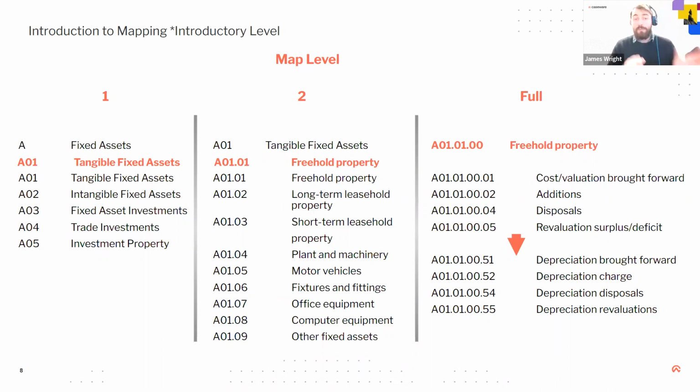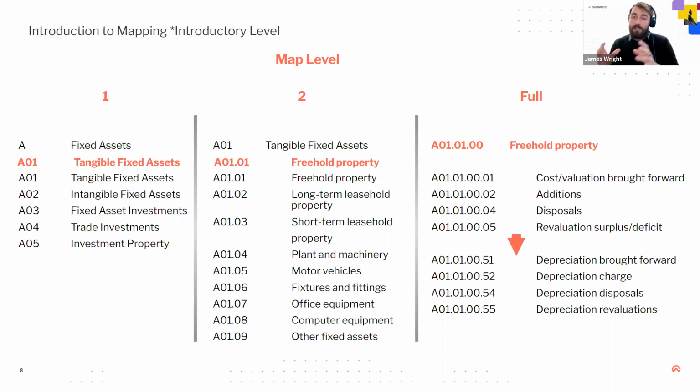Moving along, we've got the map level 2 here. So in this case, we're just breaking it down, what we refer to as drilling down in more detail. So AO101 in this case is freehold property, AO102 is long-term leasehold property, and then AO103 is short-term leasehold property.